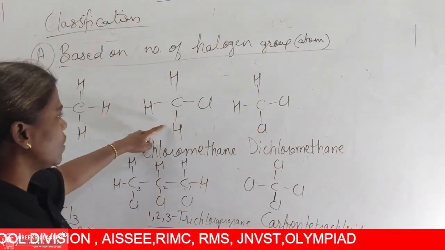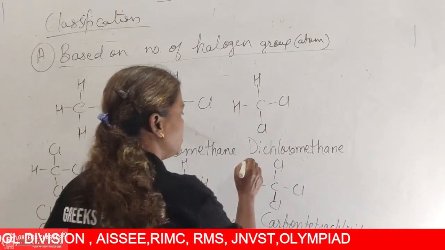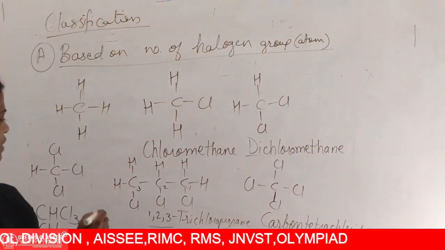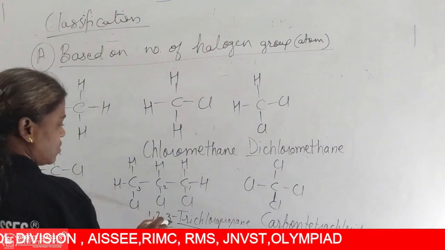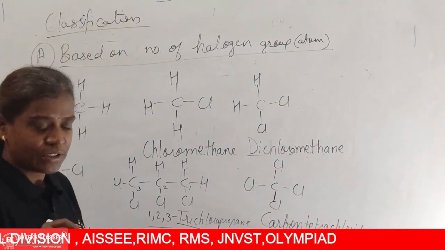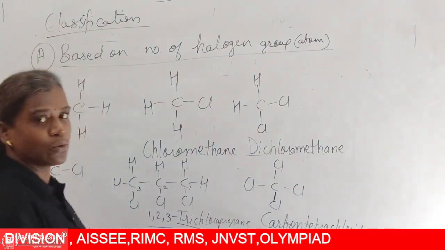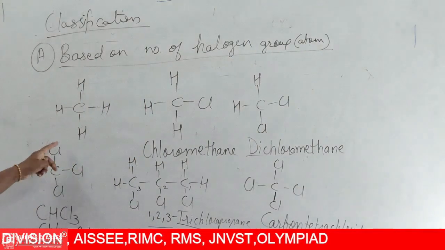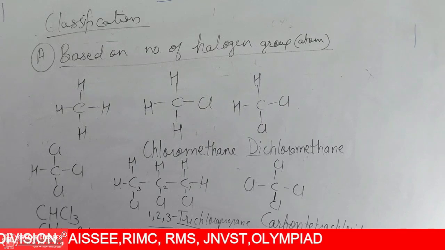So this is how, depending on the number of halogens, we can have different names. If there is only one chloro, it is chloromethane. If there are two chlorines, di will be the prefix used, and if there are three, then trichloro. But we must mention the positions of the chlorines attached to the carbon, so 1, 2, 3. If there are 4 chlorines, then carbon tetrachloride.